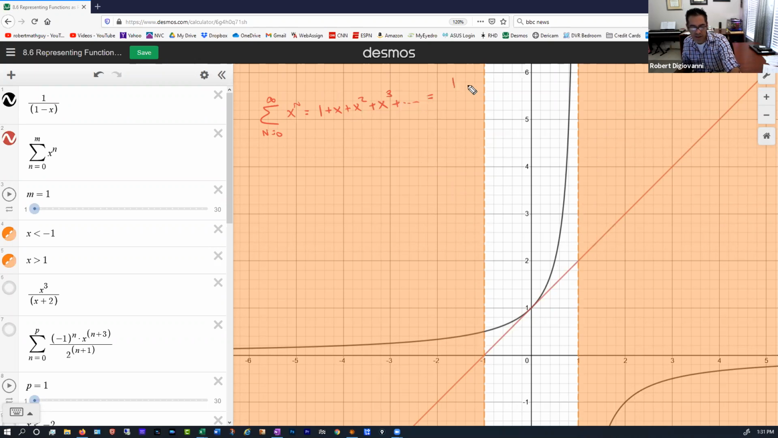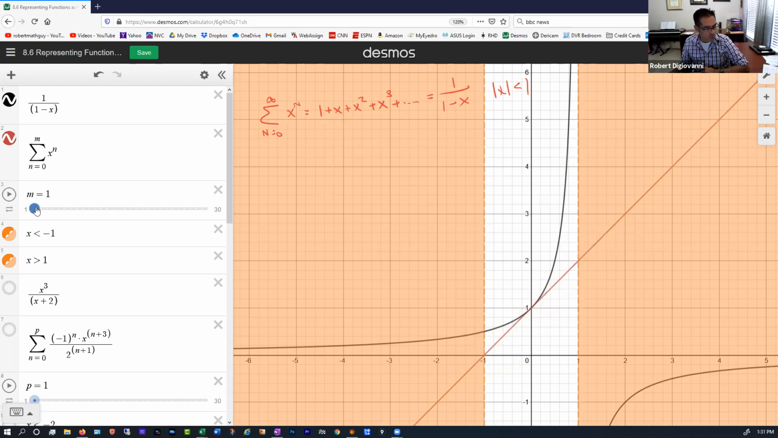And we're saying that this is equal to 1 over 1 minus x, so long as the absolute value of x is less than 1. So right now, what we're looking at here is if we were to be graphing just the first two terms. It's 1 plus x. Do you all agree that that's 1 plus x?